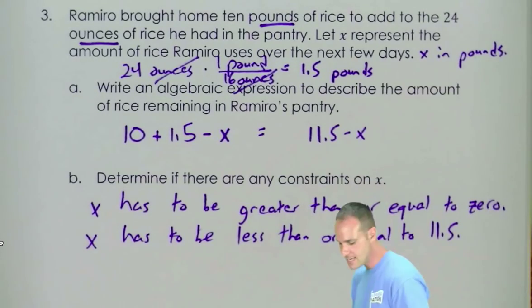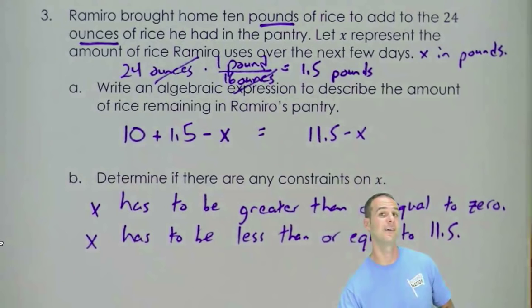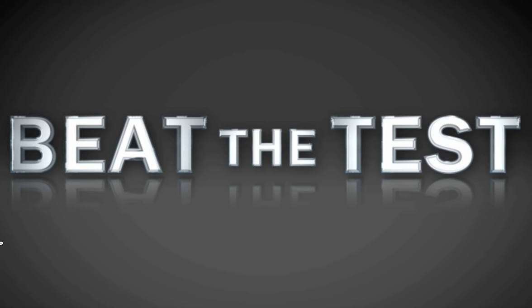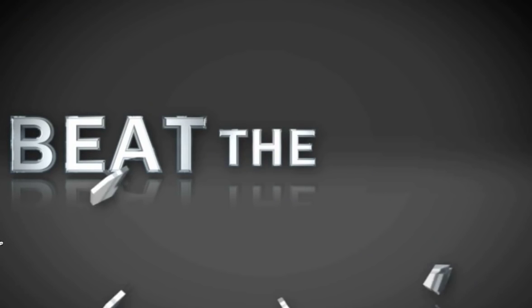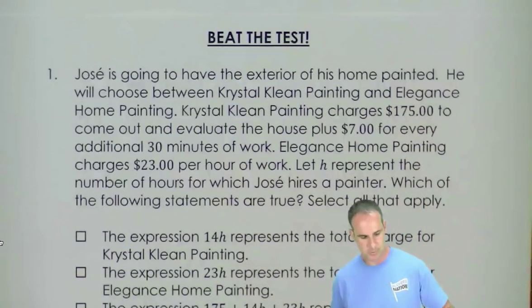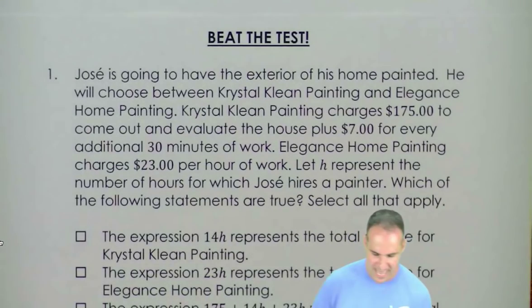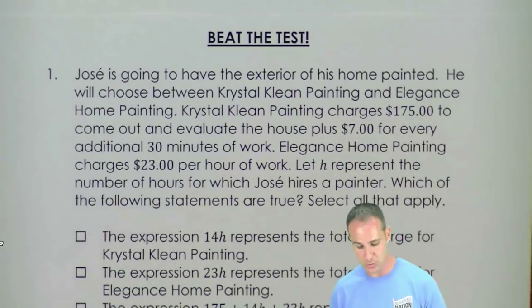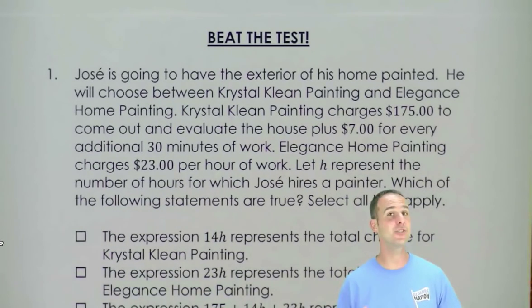All ultimately getting us ready to beat the test. So here we go. We got 2 questions here. Jose is going to have the exterior of his home painted. Now, he will choose between Crystal Clean Painting and Elegance Home Painting.